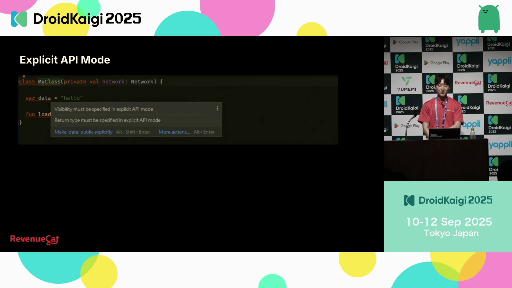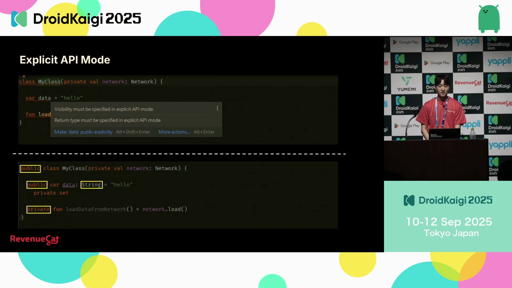As the example shows, if you don't specify visibility modifiers or explicit return types, you will face a compilation error. Once you've added them properly, now you can build your project without any message.